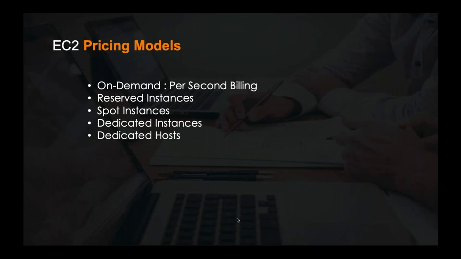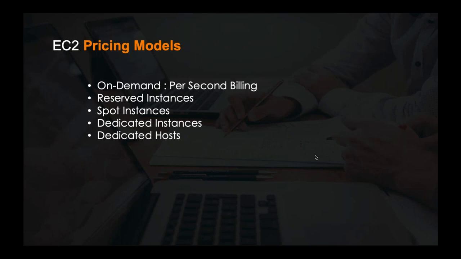Next part is the pricing model. There are five different kinds of pricing model, and it is very important to understand which one you should go for. First is on demand. On demand means if you want a server right now, you can get it without any permission, without any request. Just go to the AWS console. The way that we are creating an EC2 machine, you create, that's it. You can have your EC2 machine running for you.